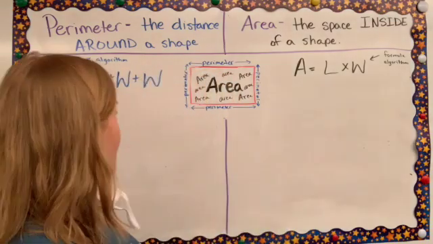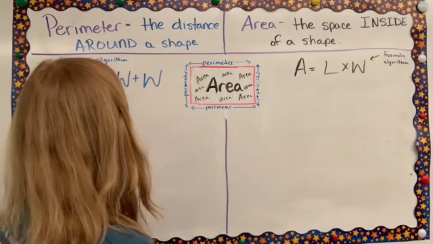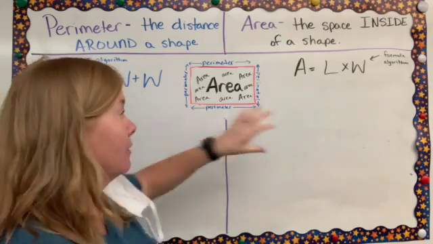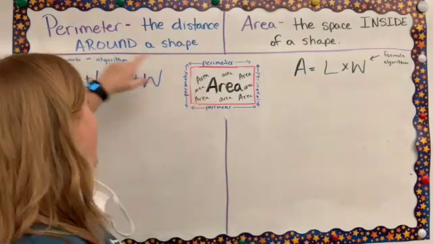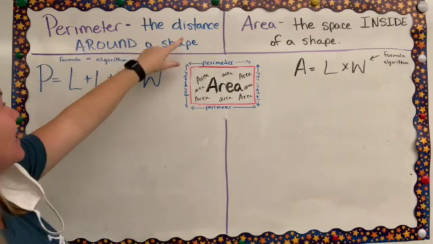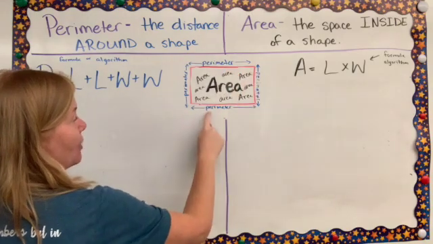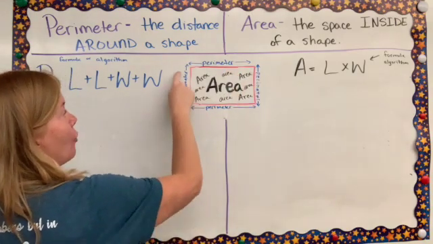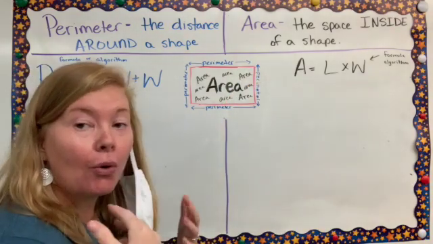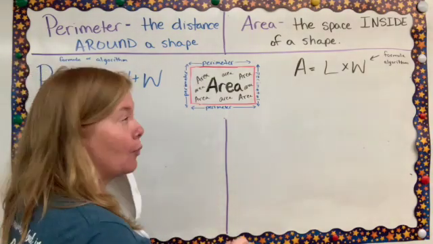So I am going to do a recap. This is like a recap Friday. So we're going to review area and perimeter. I have the definitions up here. Remember, perimeter is the distance around a shape. If you look at my little visual here, I've written the word perimeter all the way around this shape along the edge or the border or the rim. Those are all words that make us think about perimeter.